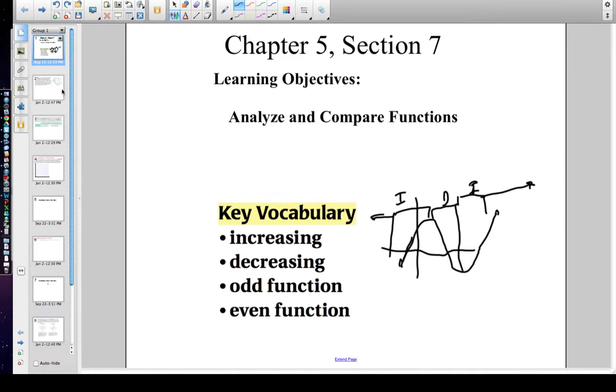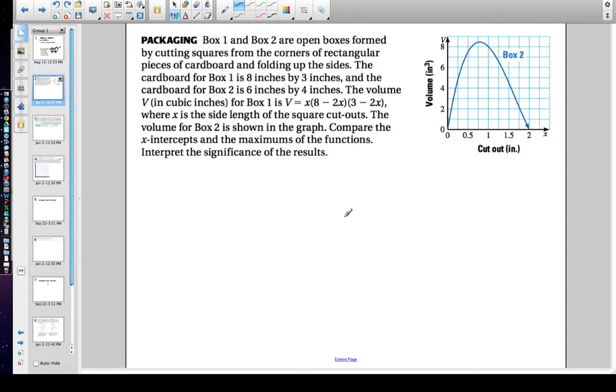So let's go ahead and take a look at some of the things that we want to be able to do. We want to be able to compare two different functions when they've been given in different manners. So we'll finish this problem at the end, but you can see they've given me information for box 1. They give me an equation for the volume of box 1. So here's the equation. And then for box 2, they've given me a graph. Okay, so how do I compare an equation to a graph?